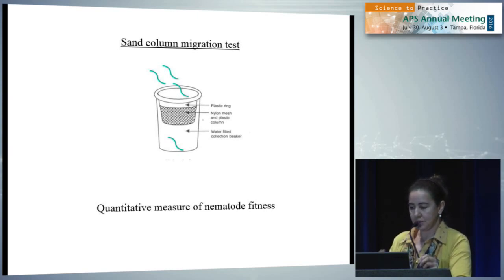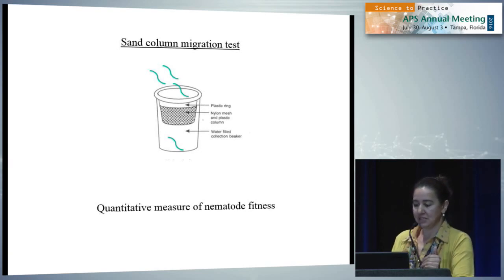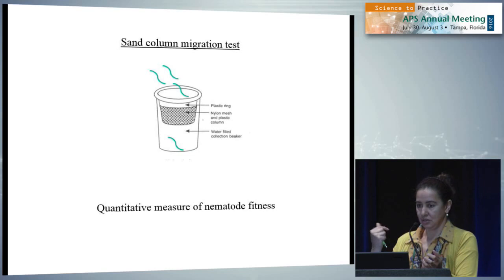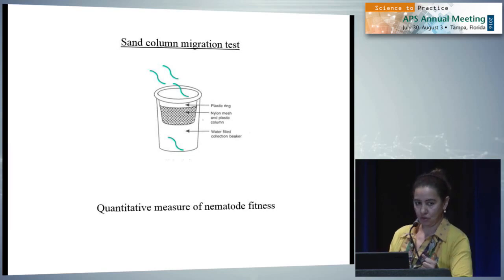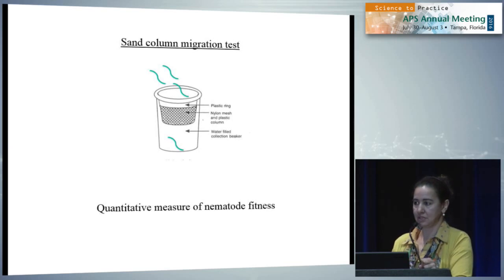So one interesting thing we wanted to look at is nematode mobility and fitness, and the impact of the viruses on nematode fitness. So we designed this assay where we made a sand column held with a mesh, the nematode being able to crawl over the mesh. Essentially, you just put the nematode mesh over a cup of water and let the nematode crawl for a few hours.